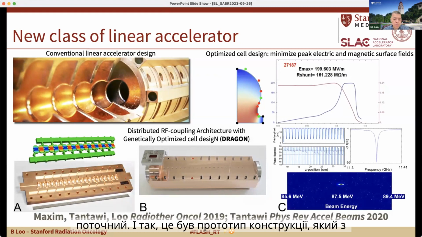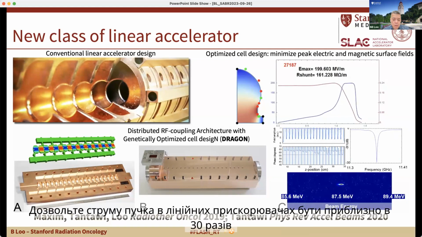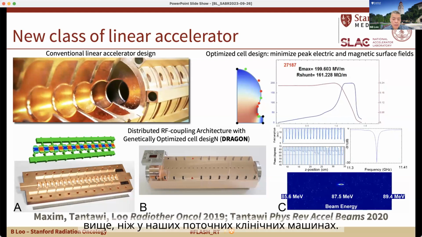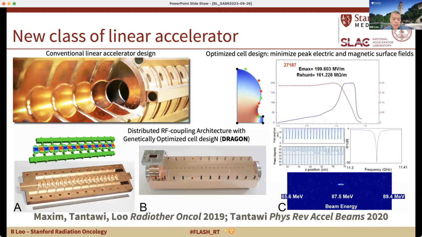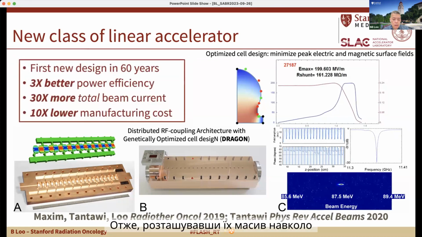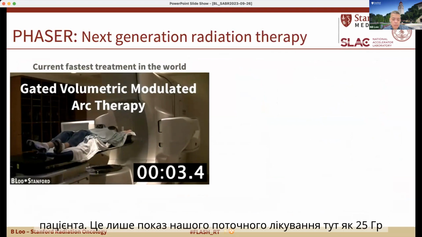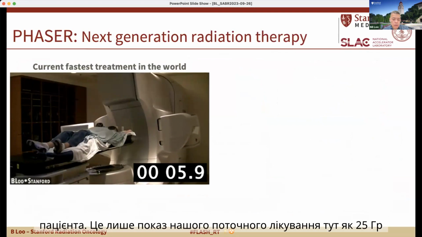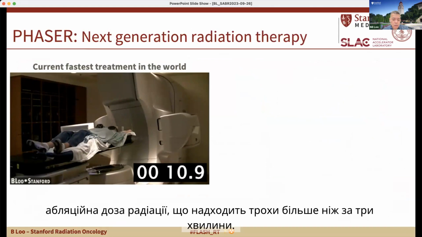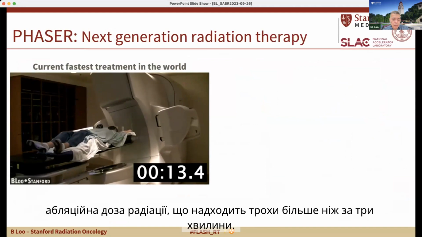And so this was a prototype design that with further optimization, we estimate can allow the beam current in linear accelerators to be about 30 times higher than what we have in our current clinical machines. And so by arranging an array of them around the patient, so this is just showing our current treatments. Here's a 25 gray ablative dose of radiation being delivered in a little over 3 minutes.